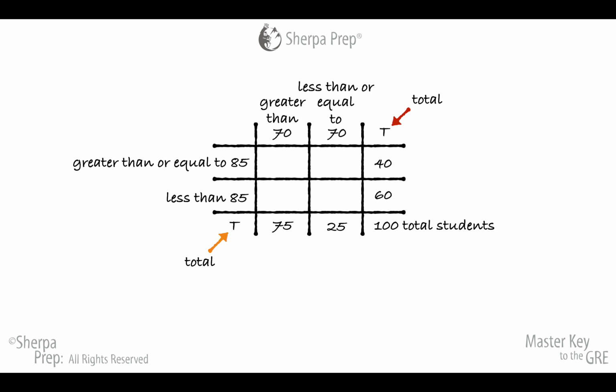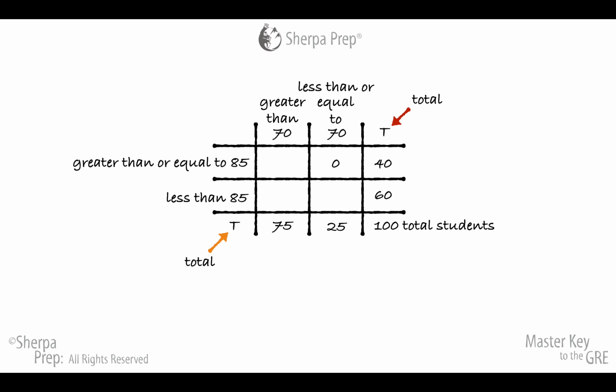It's impossible to get a score greater than or equal to 85, but simultaneously less than 70. By definition, if you score something greater than or equal to 85, it means that score is not less than 70, which means we could put a 0 right here.